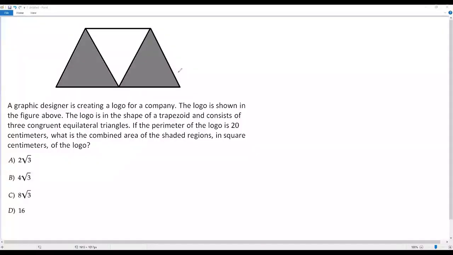Here we have a SAT math question. Okay, let's go with the information. A graphic designer is creating a logo for a company. The logo is shown in the figure above. The logo is in the shape of a trapezoid and consists of three congruent equilateral triangles.